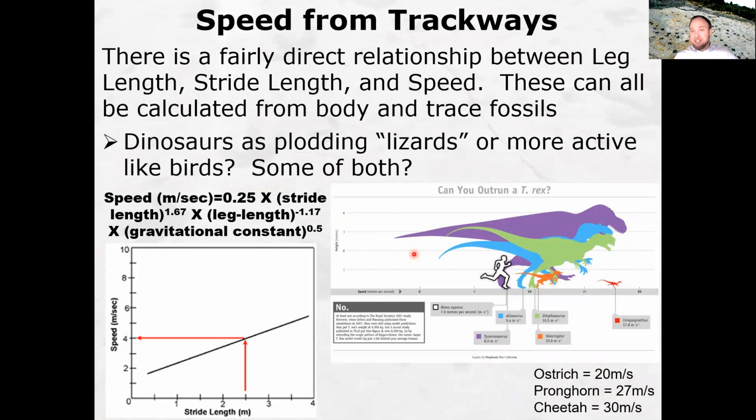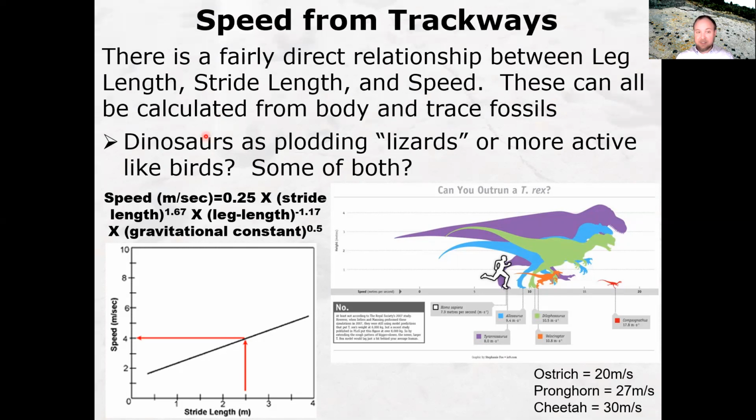A lot of people in the chat have been interested in how fast dinosaurs move. There's a fairly direct relationship between leg length, how long the leg is from the hip, stride length, how long each step is with an individual leg, and speed. So they're pretty well related to each other. And so if we can measure the leg length from a body fossil, and we can measure the stride length from a trace fossil, we can calculate speed. Now, obviously, there's going to be some error on this, and it is an estimate, and there are certain caveats here, but it's probably a good estimate.